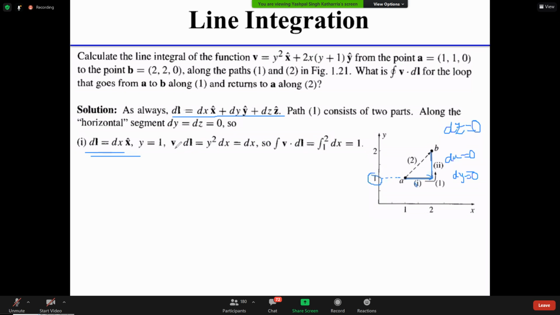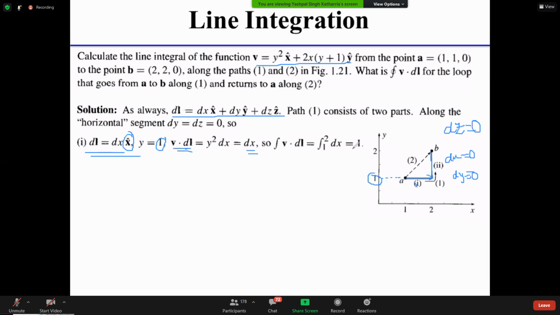So if you then write down v dot dl, so v is y square x cap plus 2xy plus 1 into y cap, dot dl. dl is dx into x cap. So then you have the dot product of v with this, and you know that x cap dot x cap is 1. So we will have y square multiplied by dx, and y cap into x cap is obviously 0. So this v dot dl is nothing but y square into dx. And as y equals 1, it will simply be 1 square into dx, or dx. So v dot dl is equal to dx.